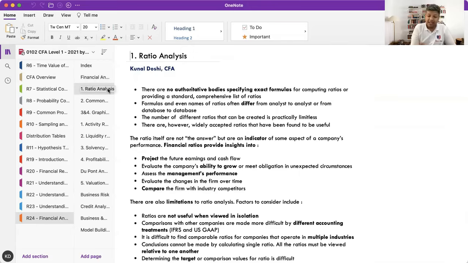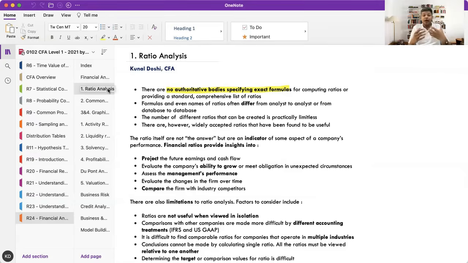Let me tell you, there is no authoritative body specifying exact formulas. Even the CFA Institute says that there is no exact formula for all ratios. There is no common consensus on what the ratios should be. It can differ from analyst to analyst, from company to company, from authority to authority. So the objective here is not to be precise. The objective is to present some indication.